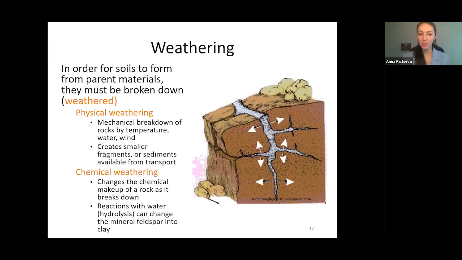But how do these rocks and minerals break down and become part of soil? Due to weathering. Weathering can be mechanical, physical, or chemical. During physical weathering, by temperature, wind, water, rocks crack and become fragmented over time into smaller pieces, and they are then transported by wind and water down the slope and have a new deposition.